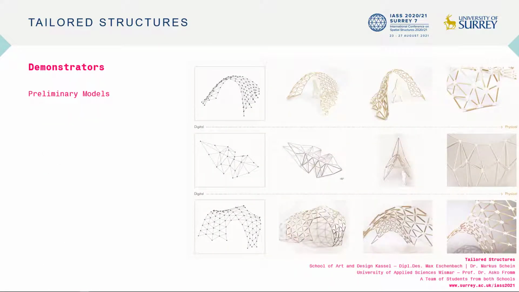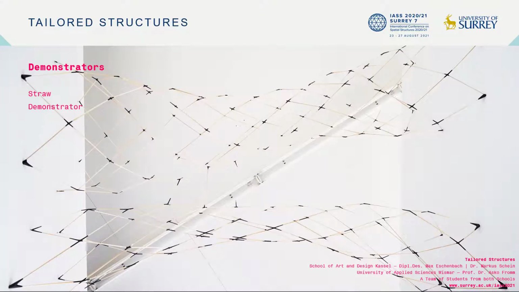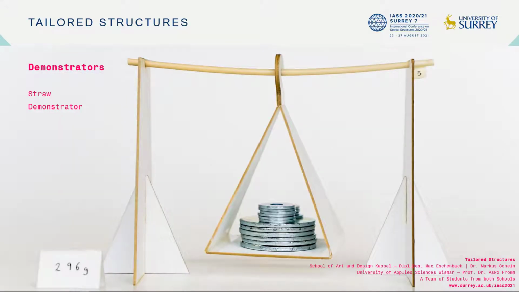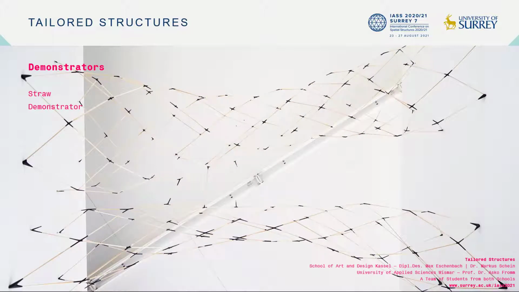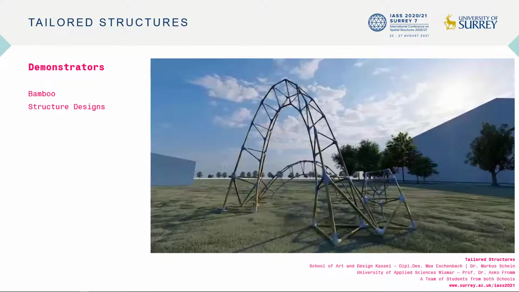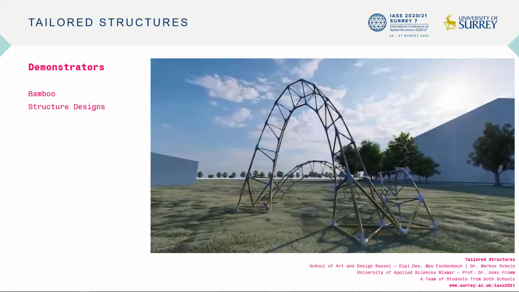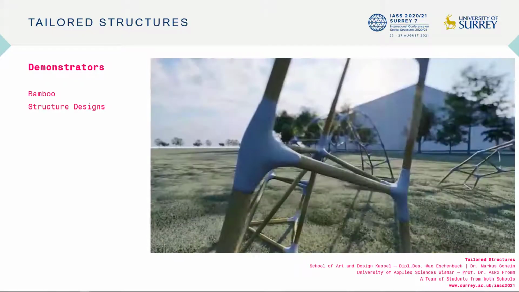We have tested the algorithm at different stages of development with different models, like such preliminary ones with primitive nodes and with a standardized cross-section, like with this straw structure, where we already tested the entire process with individual natural straws and with a variety of such bamboo structure designs.